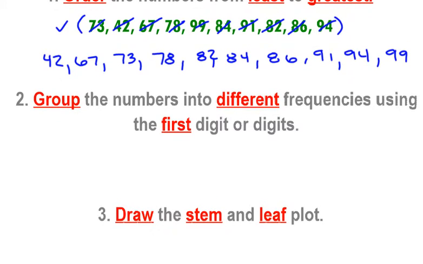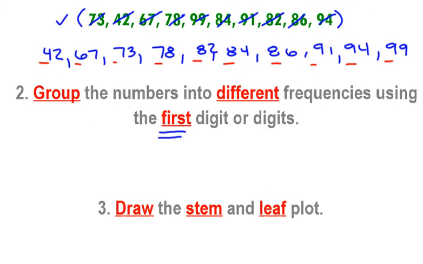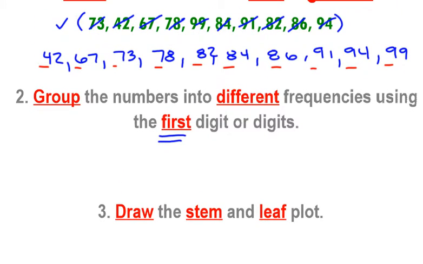All right. The second part is to group the numbers into different frequencies using the first digit. Here it looks like I have a 4, a 6, 7, 7, 8, 8, 8, 9, 9, and 9. I'm going to use those first digits to make my stem and leaf plot. If these were 3-digit numbers, depending on what they were, which we'll look at in an example later, I might want to use the first 2 digits.